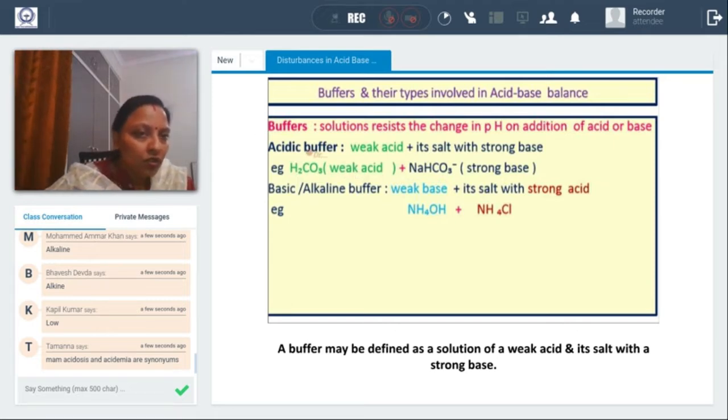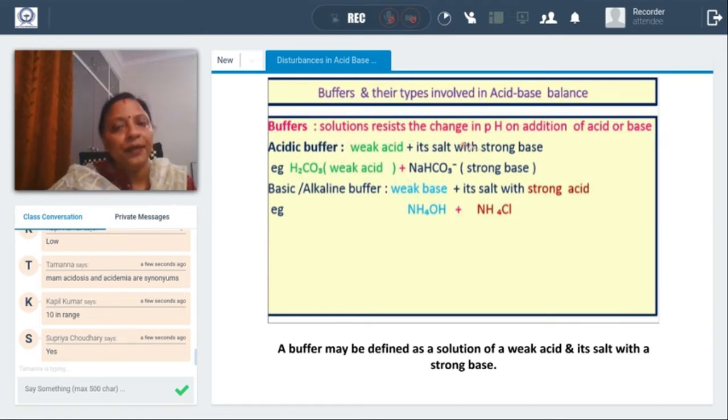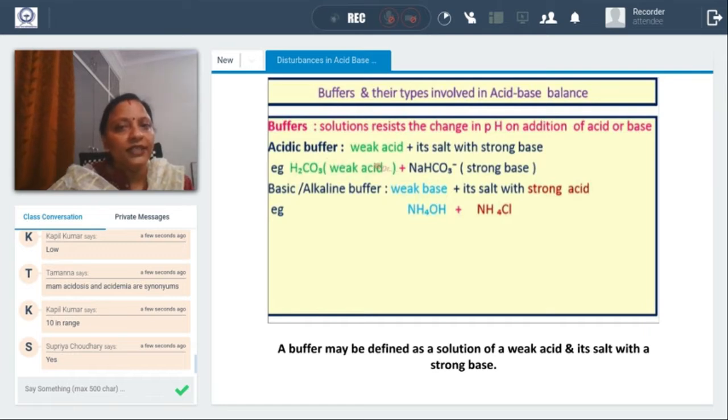Do you know the definition of buffers and buffering capacity? Buffers: a solution that resists the change in pH on addition of acid or base. Acidic buffer: a weak acid and its salt with a strong base, like H2CO3. What is H2CO3? It is carbonic acid.